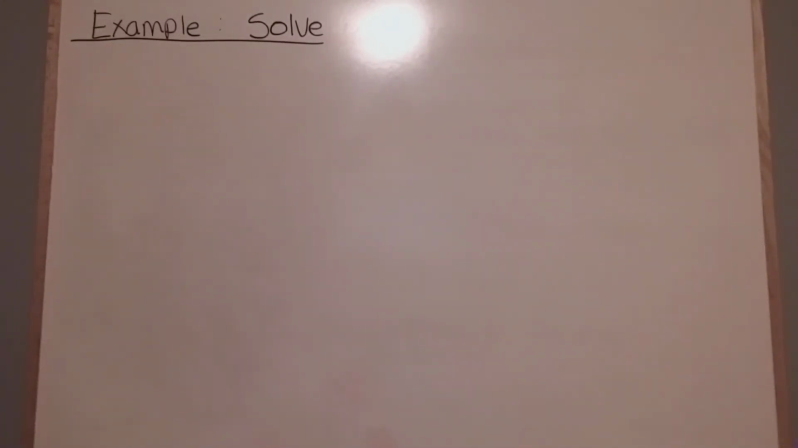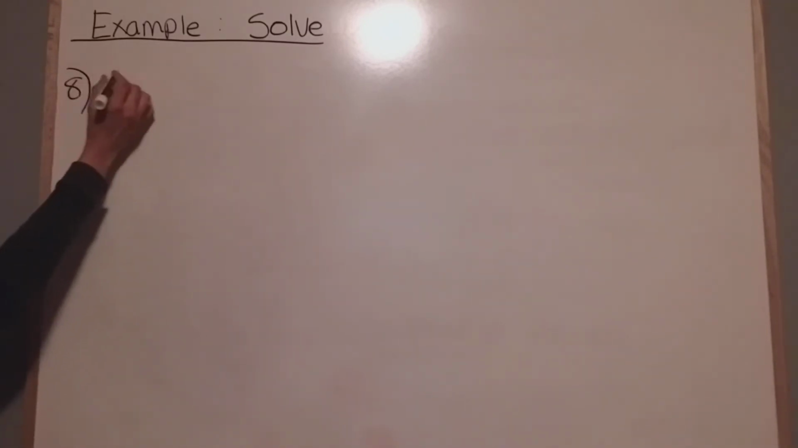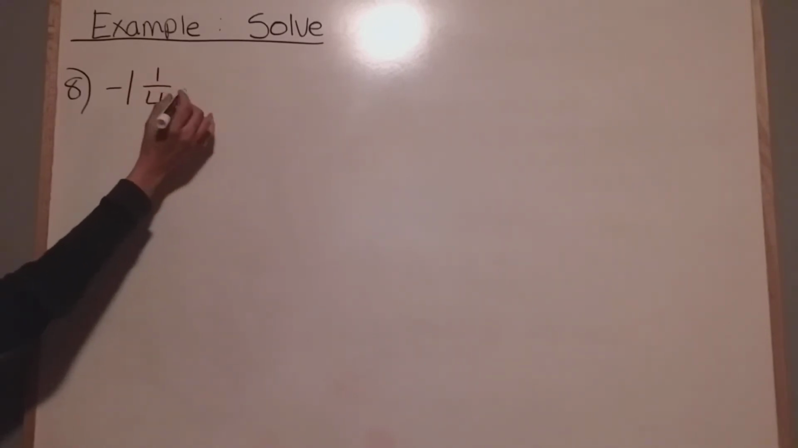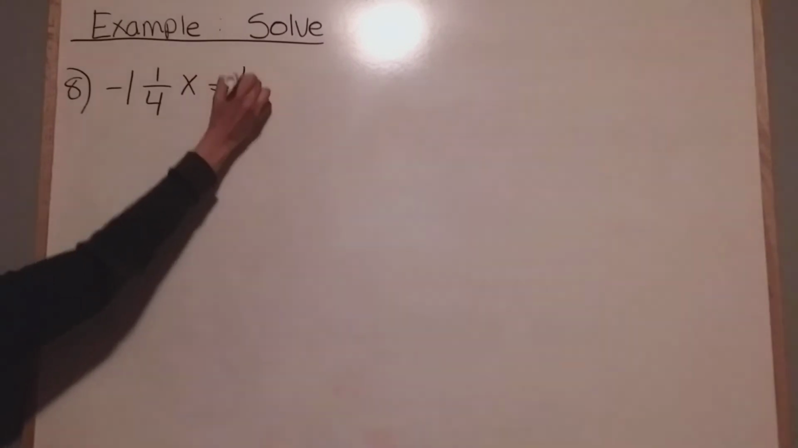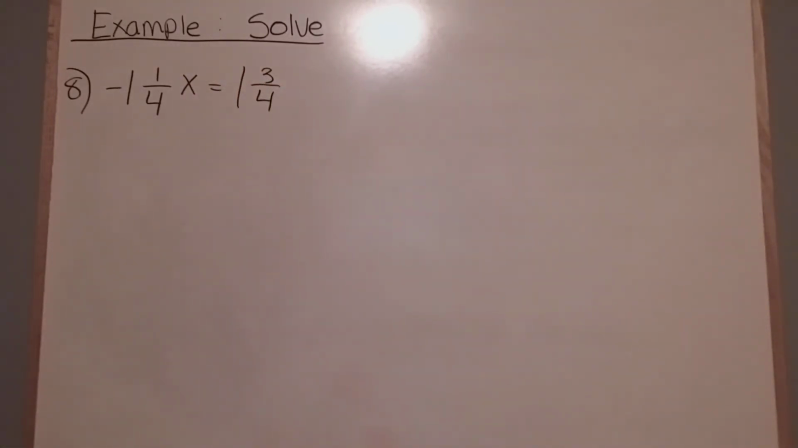And the last example for today is a mixed fraction. What do I do if I have a mixed fraction? So negative 1/4 x is equal to 1 3/4. So your first step every single time is to change your mixed fraction into an improper.